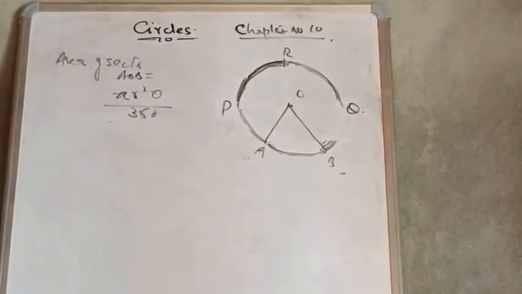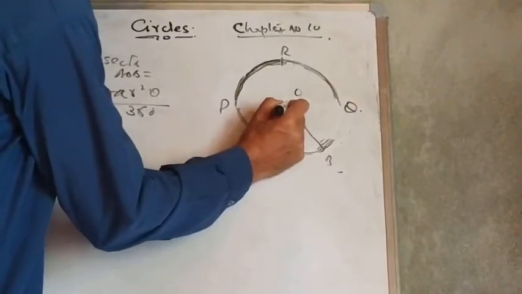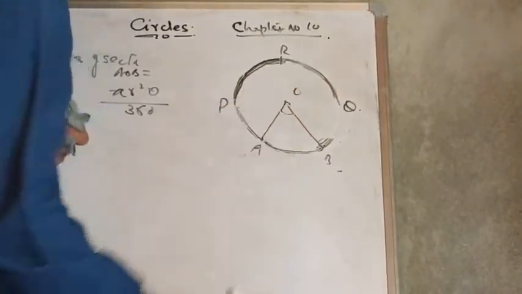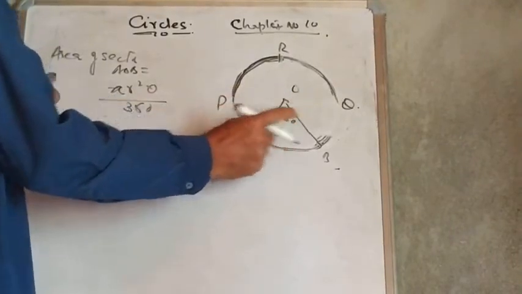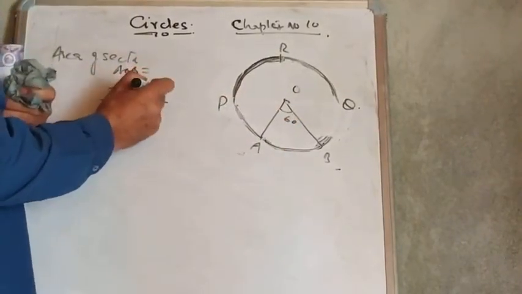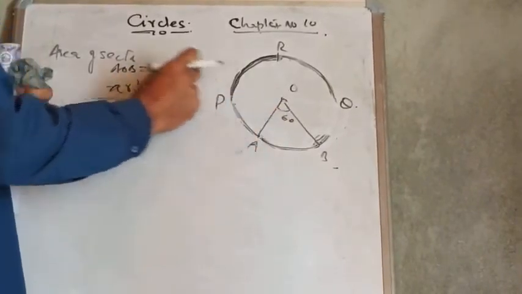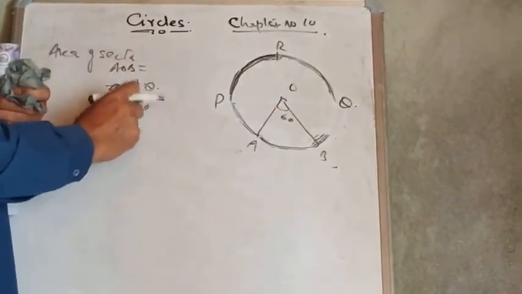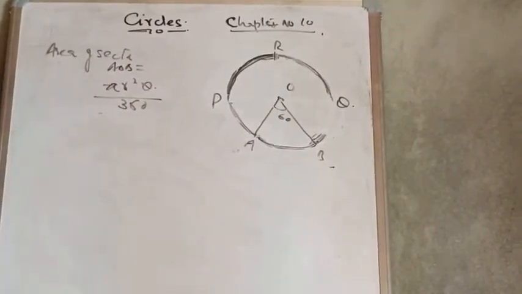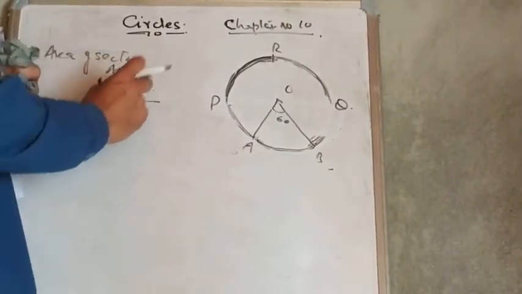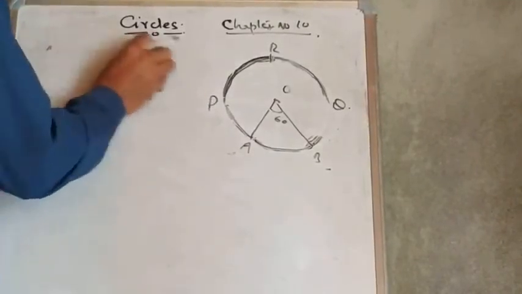So what is this theta? This is actually the angle subtended at the center of the circle. This is theta. If this is 60 degrees, then instead of theta we will write 60 divided by 360. If it is 200 degrees, we shall write 200 divided by 360. So area of sector AOB is pi r square theta divided by 360. This is area of sector.